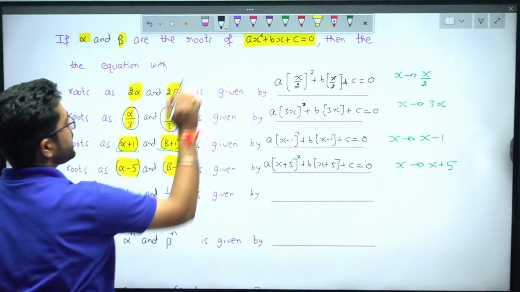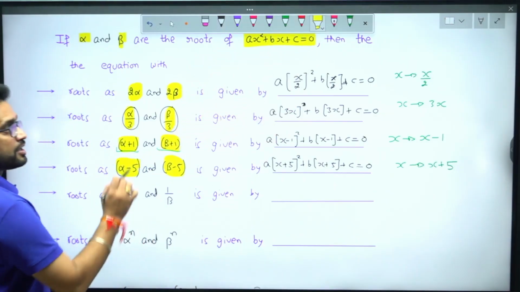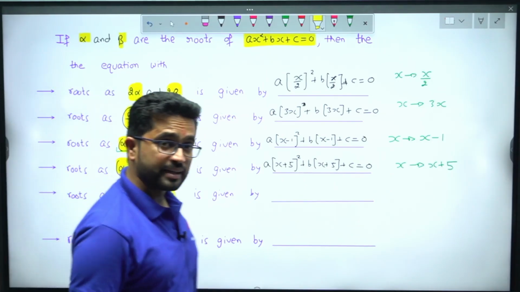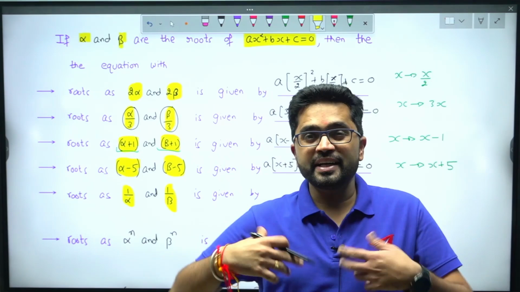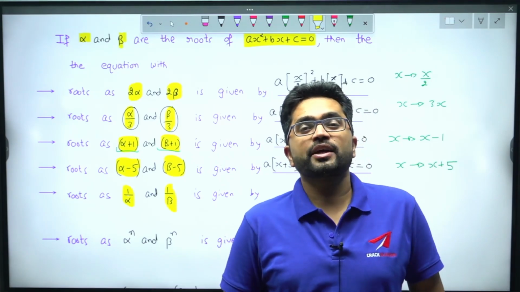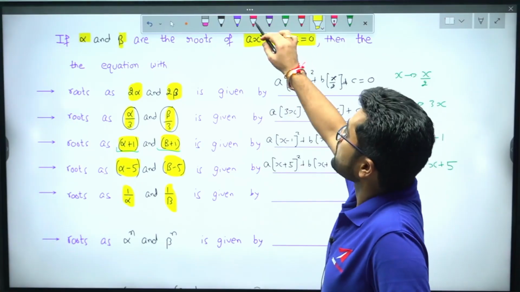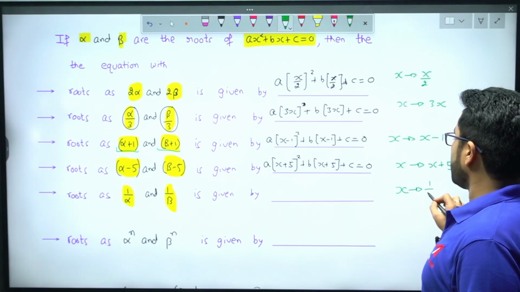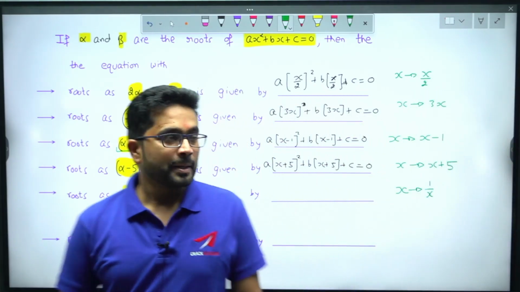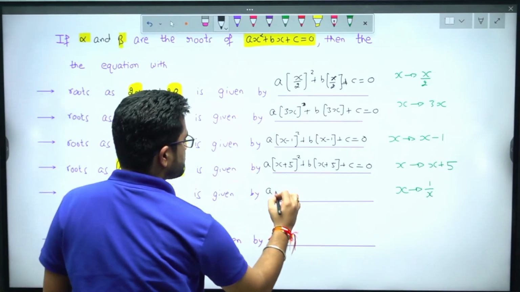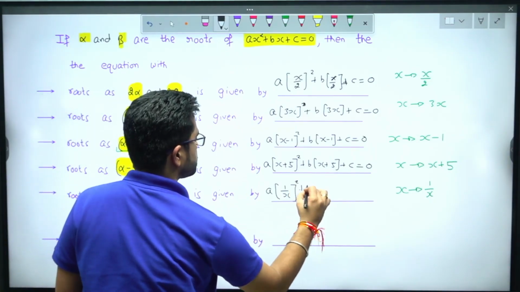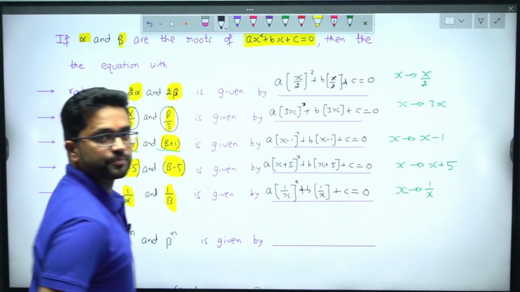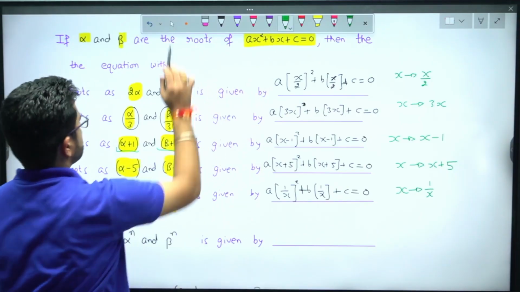equals 0. Okay. Next, if alpha and beta are roots of that equation, then you need to form another equation whose roots are 1 by alpha and 1 by beta. See, basically you are reciprocating the roots. In this case, you will reciprocate x as well. The same operation. So simply replace x with 1 by x. So the final equation would be a times (1 by x) whole square plus b times (1 by x) plus c equals 0. Okay, let's go for the next one.